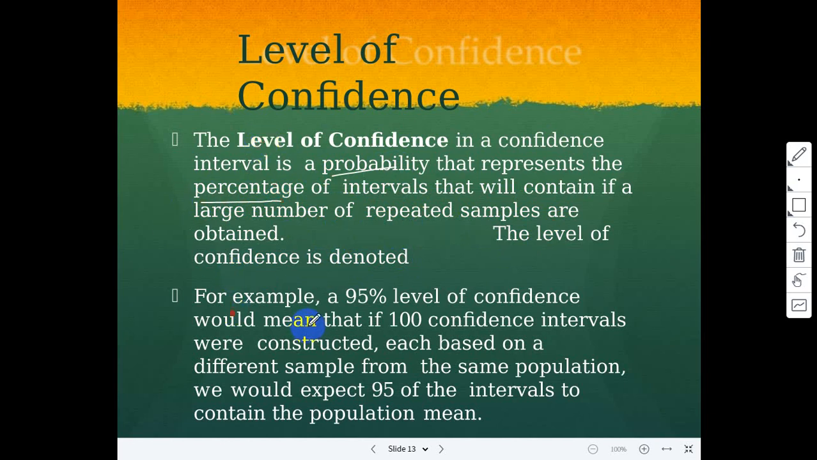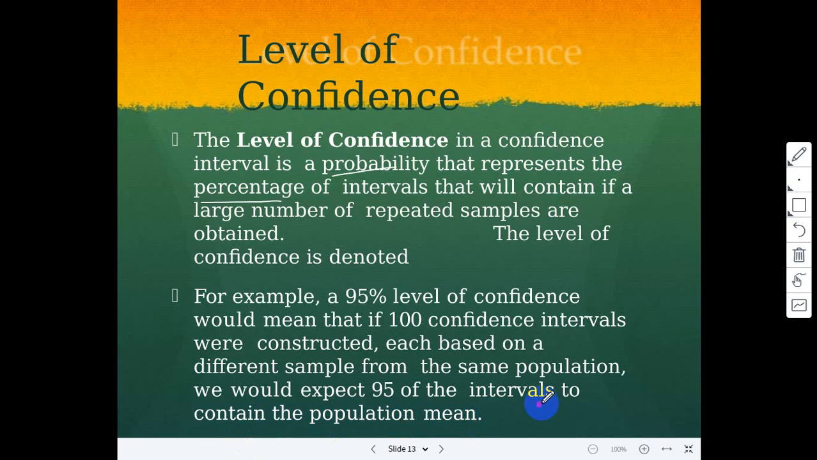For example, a 95% level of confidence would mean that if 100 confidence intervals were constructed, each based on a different sample from the same population, we would expect 95 of the intervals to contain the population mean.